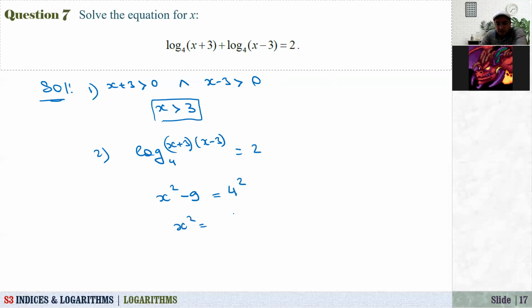What is x squared here? It is 16 plus 9, that's equal to 25. And since x should be greater than 3, the negative answer is rejected. We have only one solution. x should be equal to 5. That's the solution of this equation.